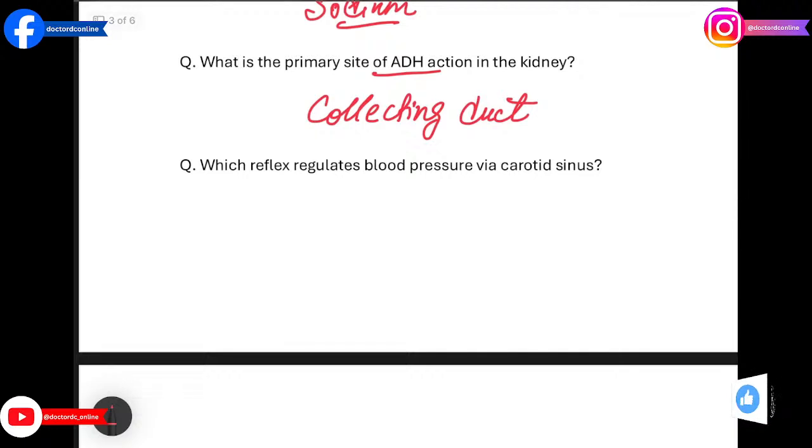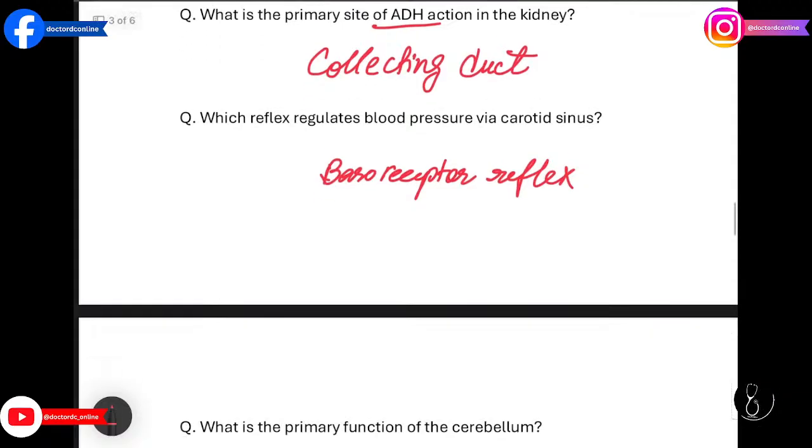The next question is which reflex regulates blood pressure via carotid sinus, and the answer is baroreceptor reflex. It senses arterial pressure changes, adjusting heart rate and vascular tone.